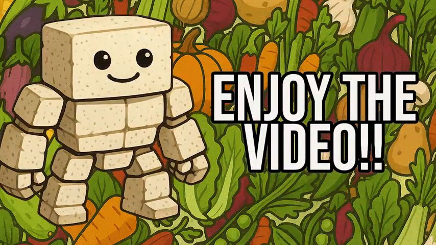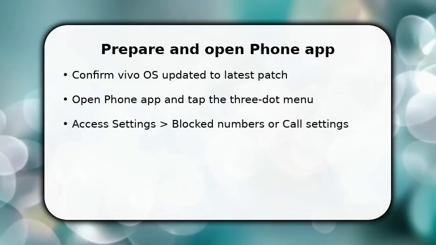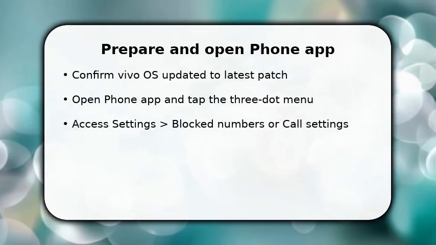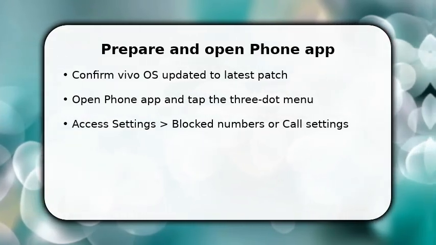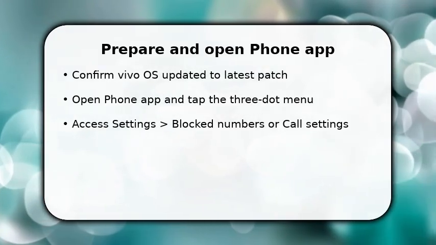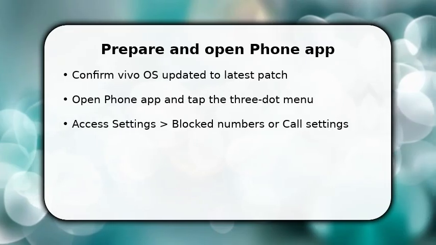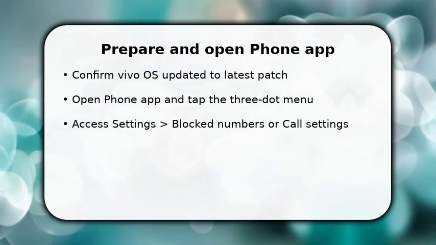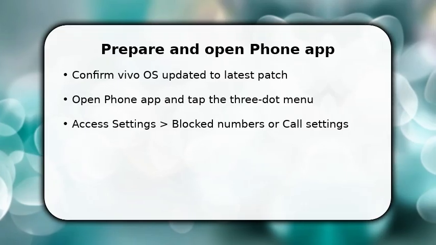Please enjoy the video. You'll start by making sure your Vivo has recent updates so blocking works reliably. Open the phone app now and tap the three-dot menu in the corner. Once done, choose Settings and then Blocked Numbers or Call Settings depending on your model. This screen's where you begin adding rules.